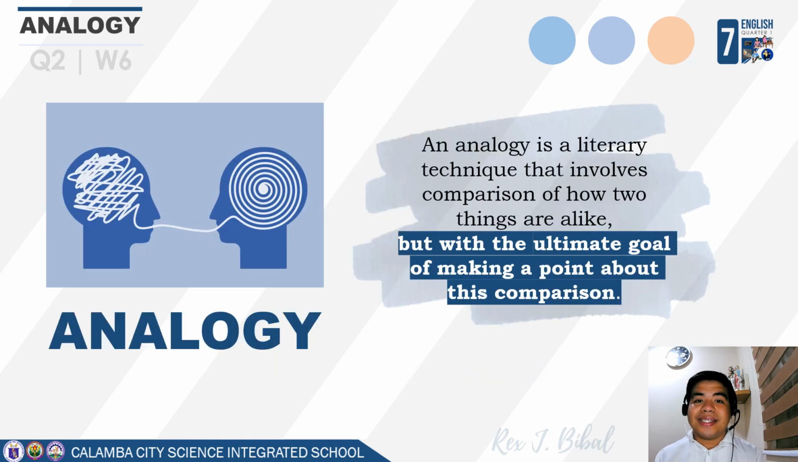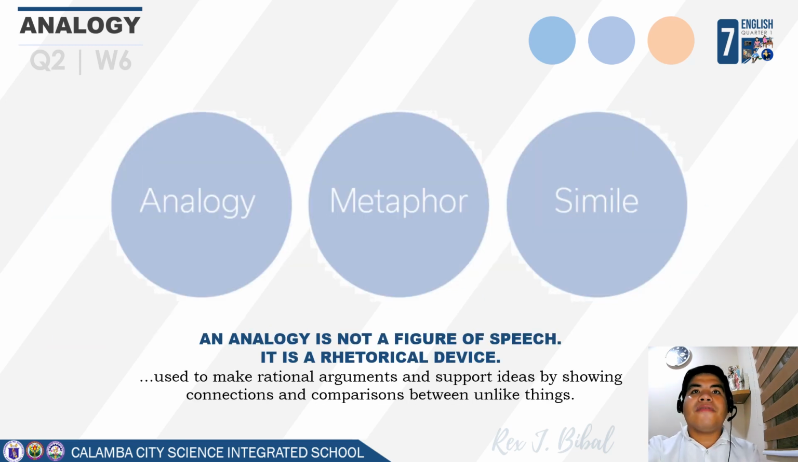So, what is an analogy? An analogy is a literary technique that involves comparison of how two things are alike, but with the ultimate goal of making a point about this comparison. Although often quite similar or related with simile and metaphor, ladies and gentlemen, an analogy is not a figure of speech. It is a rhetorical device.